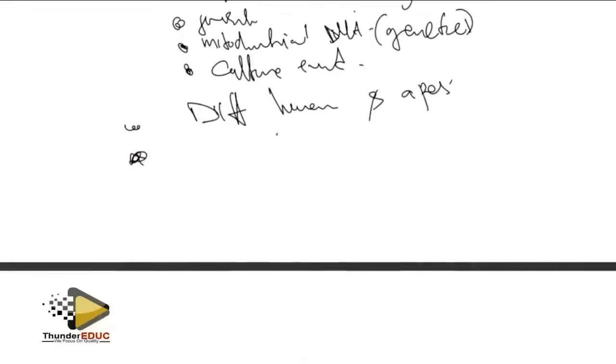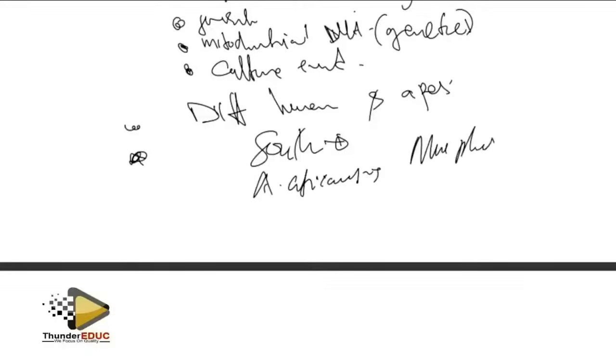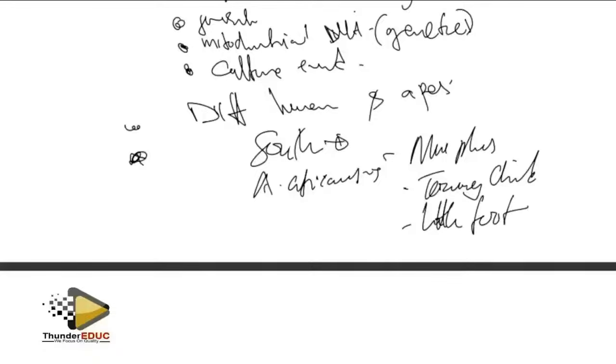So, don't go to the paper without knowing 3 species discovered in South Africa. At least 3. Don't go without knowing the 3 species which belong to Australopithecus africanus. Which is Mrs. Ples, Taung Child, and then Little Foot. These are the 3 Australopithecus africanus discovered in Africa.